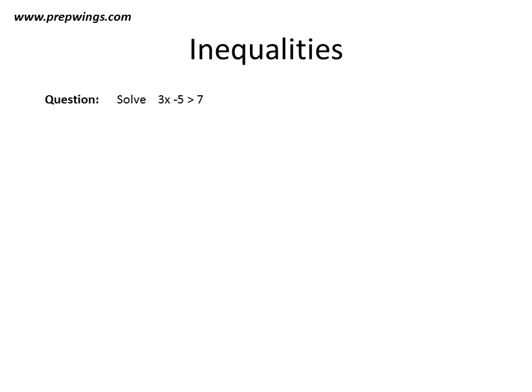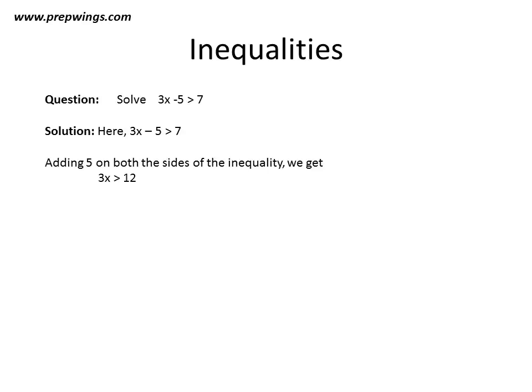We'll do a question here. We have been given 3x minus 5 is greater than 7. So now if we add 5 on both the sides, 3x minus 5 plus 5, so minus 5 and plus 5 will cancel out each other, and on the right hand side of the inequality it will be 7 plus 5, which is 12.